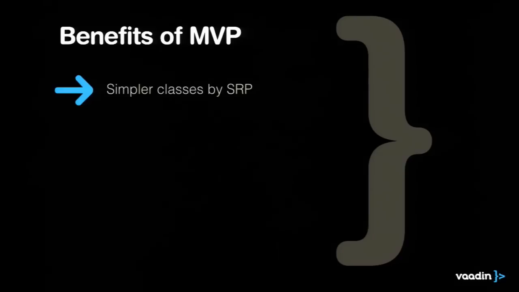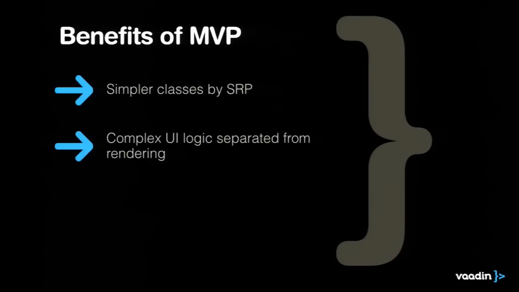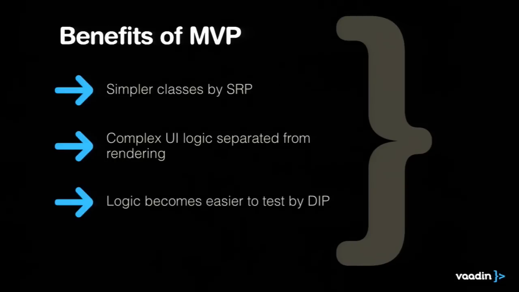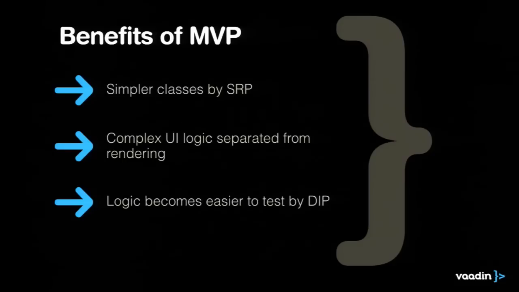But have a system that has, let's say, 800 views. I've been in one. Without MVP, it's suddenly a very, very complex mess of things. So the complex UI logic becomes separated from the actual rendering logic. And logic becomes much more easy to test with the dependency inversion principle, because you can mock different dependencies in your tests.